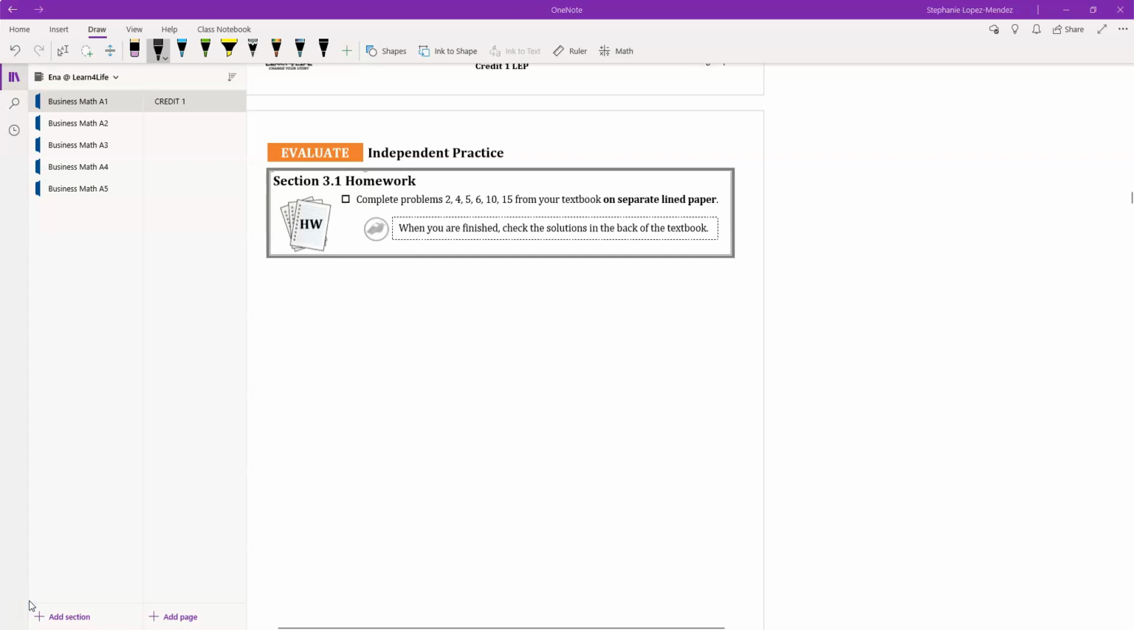Now go ahead in your textbook, look for section 3.1, the homework, and please complete problems 2, 4, 5, 6, 10, and 15.